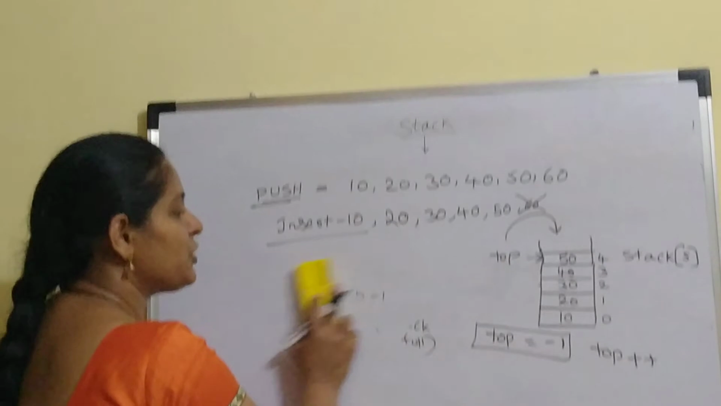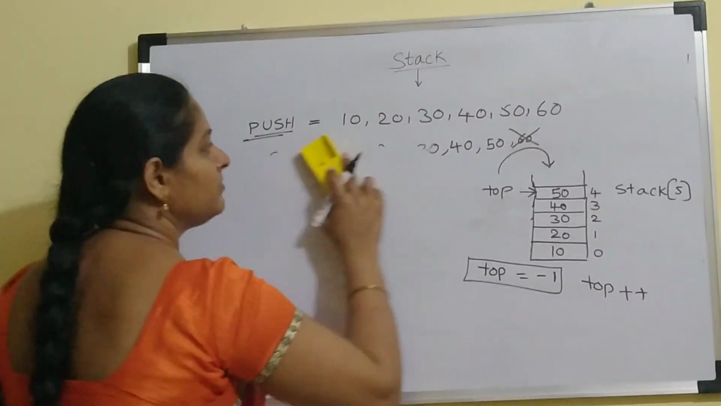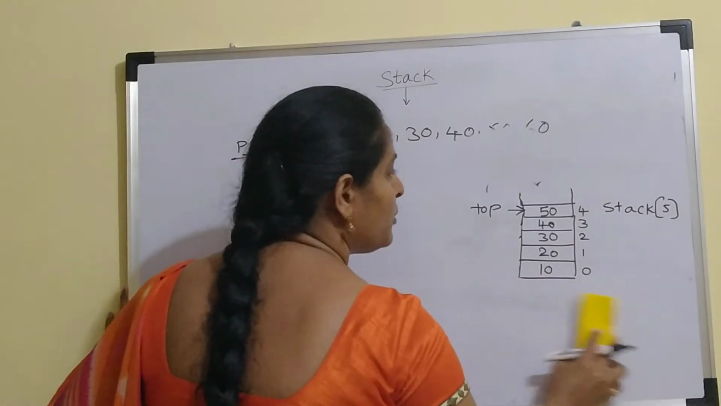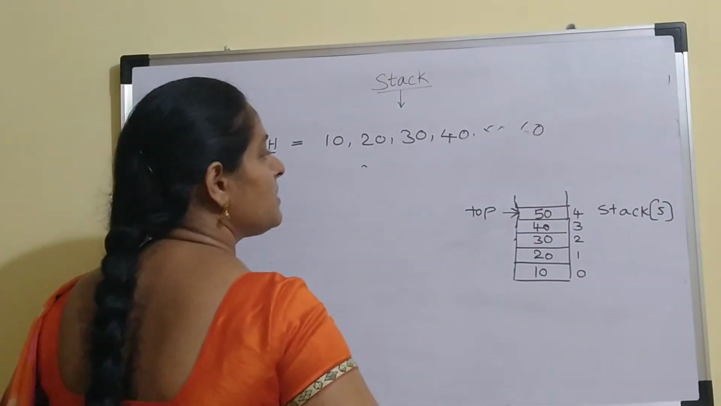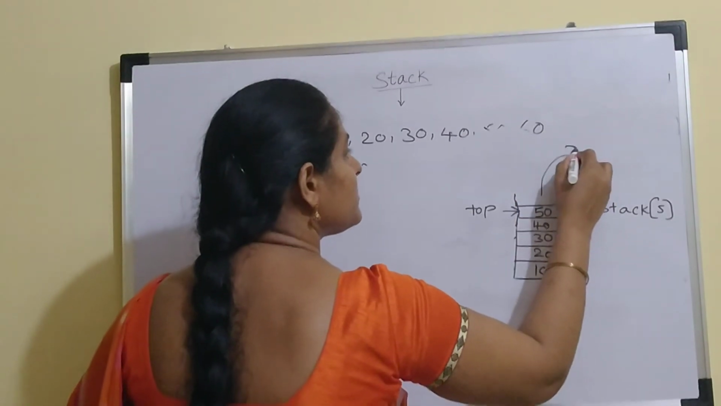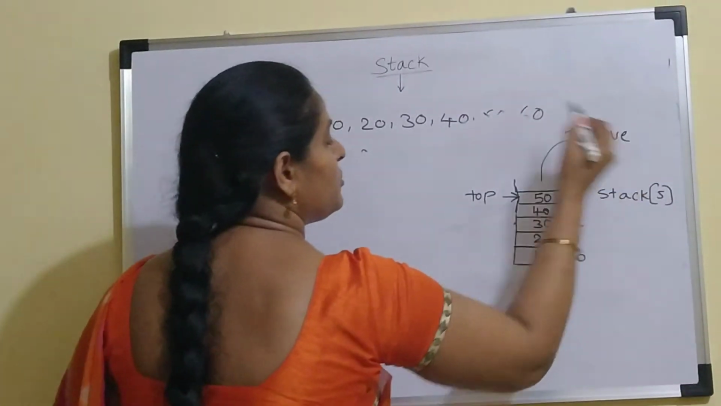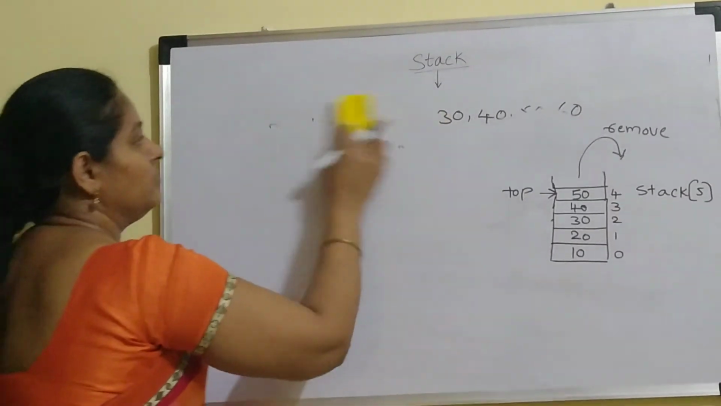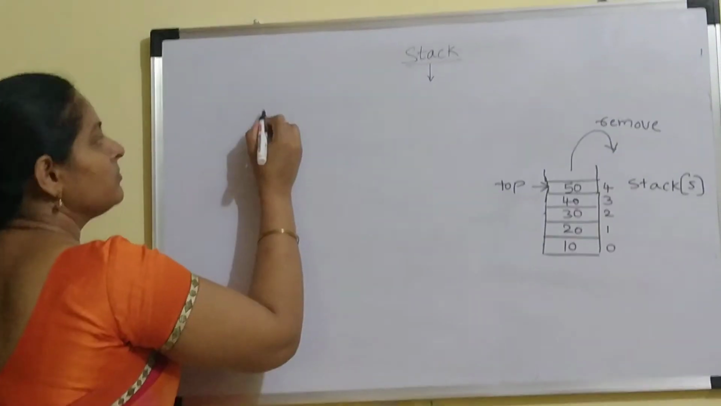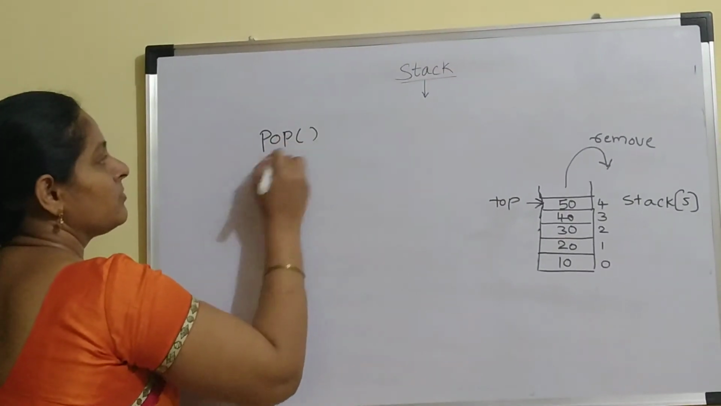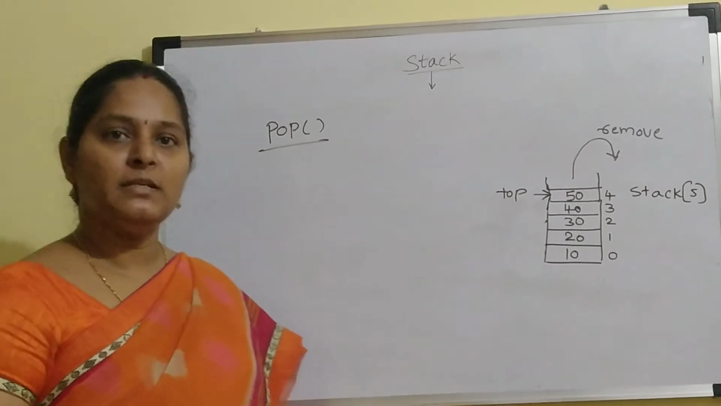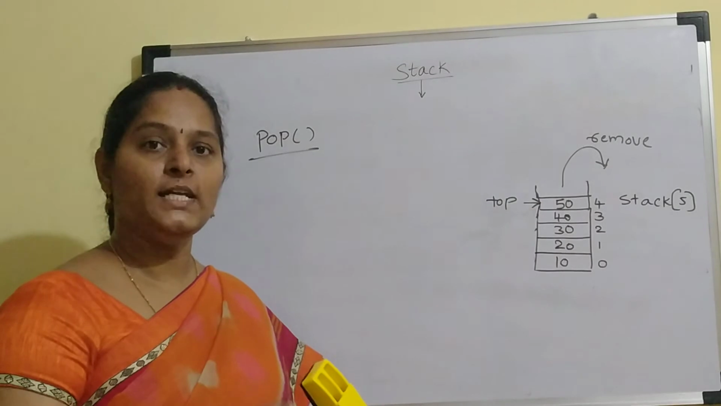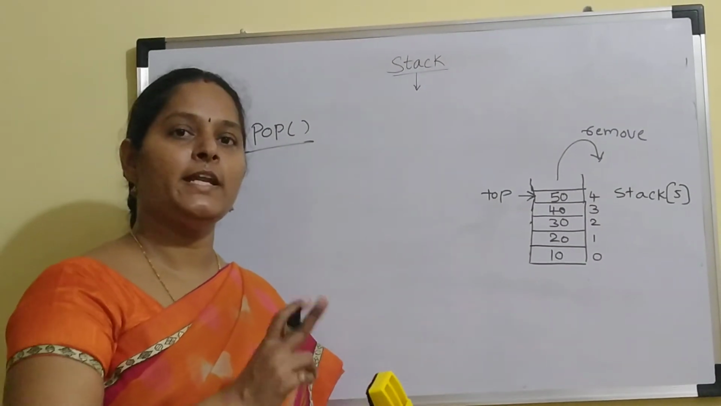Now see the deletion operation, or the pop operation. Suppose you want to remove elements from the stack. Pop operation means removing elements from the stack. Which element can we delete now? Only the lastly inserted element we can remove first.